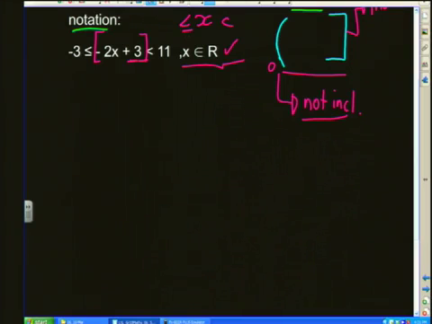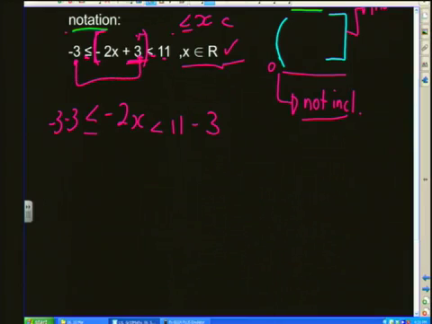First thing we're going to do is get rid of the positive 3 by subtracting 3 on both sides. So I get -2x is less than 11 minus 3, is greater than or equal to -3 minus 3. So I've taken the 3 away on both sides. When your expression is included inside your inequalities like this, remember, you can't just subtract on the one side. You've got to do it throughout the inequality. So I've got to subtract the value of 3 on the left-hand side as well. Okay. So I'm going to get -6 is less than or equal to -2x is less than 8.